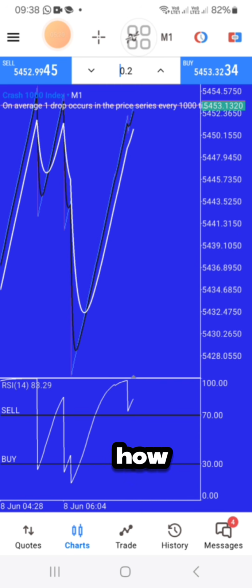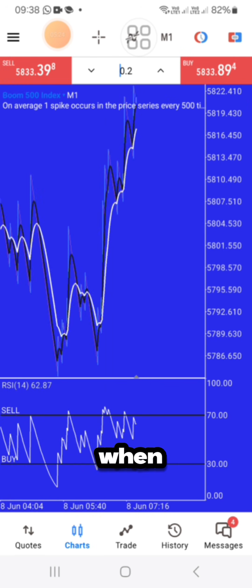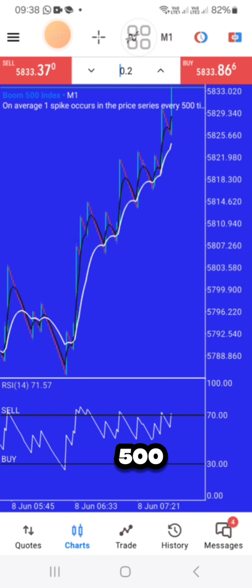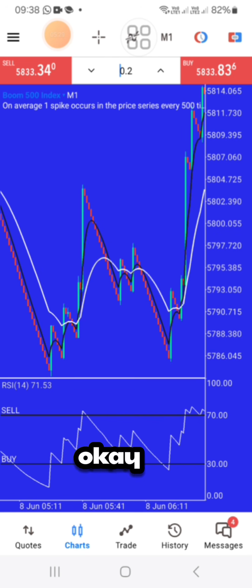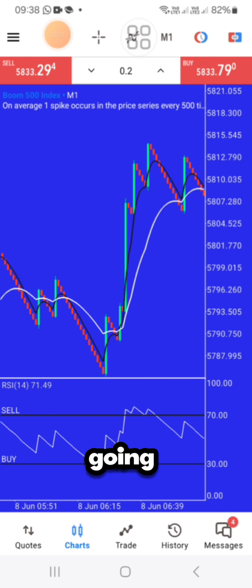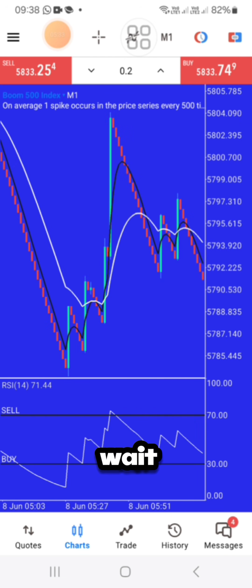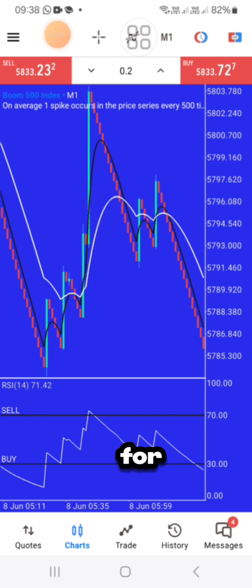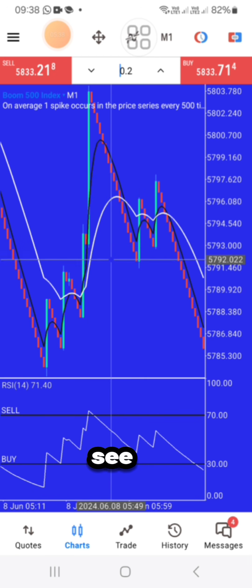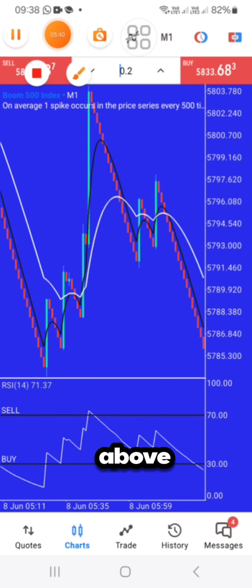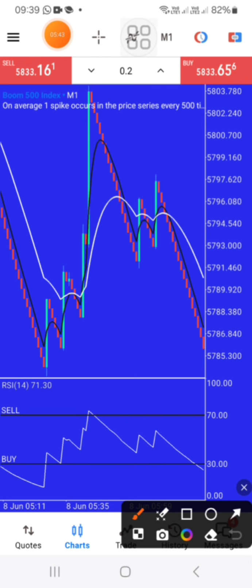Then let's quickly look at how we can use this strategy in boom and crash 500. I would recommend that when it comes to boom and crash 500, you need to wait. Okay, here we had an example. We're going to be selling, so you need to wait here. Let's look at what took place here. We can see our stop loss was going to be placed just above the previous spike, and here we had a crossing. The price on this particular level crossed below the 70, and here we had a crossing.